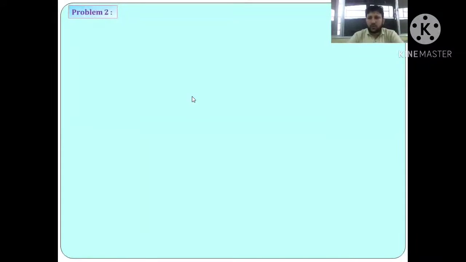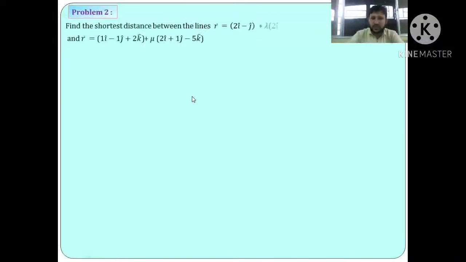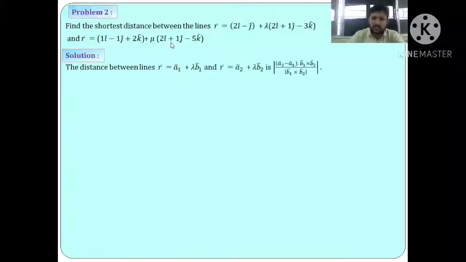Let us continue with one more problem for finding the distance between skew lines. Question: find the shortest distance between the lines. Two lines are given: r bar equals a1 bar plus lambda times b1 bar, and the second line r bar equals a2 bar plus mu times b2 bar. These are the given equations, and we use the formula for the shortest distance.